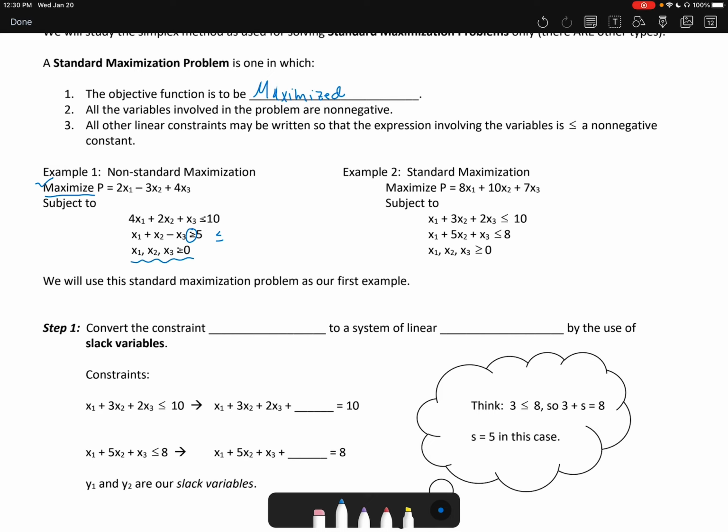So all this is meaning number two, that all those variables are non-negative. So in a standard maximization like number two, this is what we're going to be doing. We're going to be maximizing, all of our constraints are going to be less than or equal to some non-negative value, and all of our variables positive. Okay, so these are the types that we're going to be doing. You don't really have to worry about the others. They're just the only types you're going to be getting.